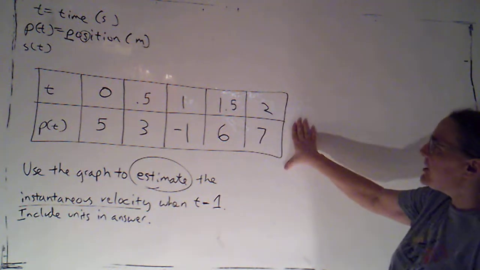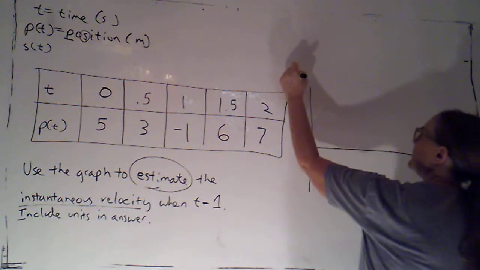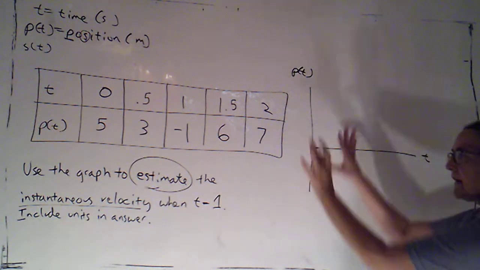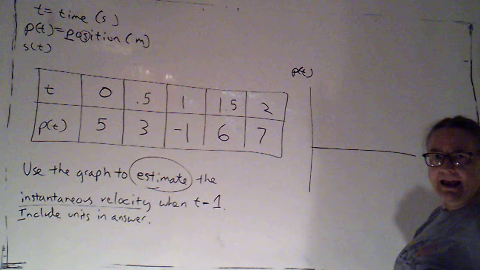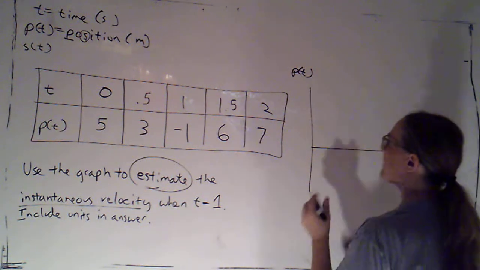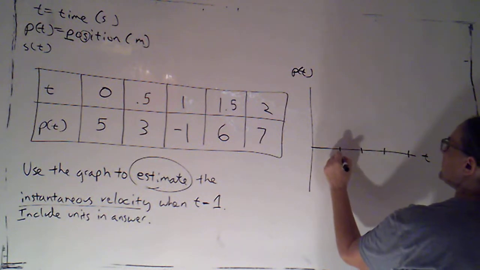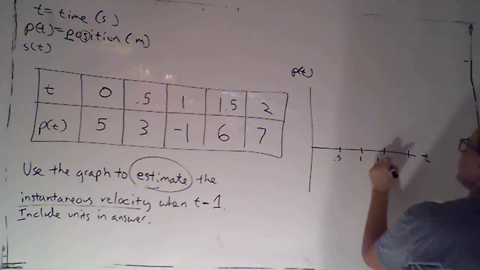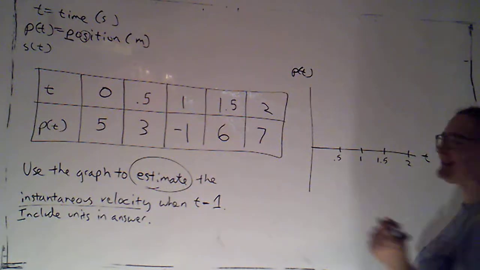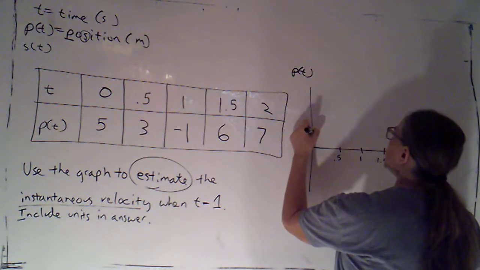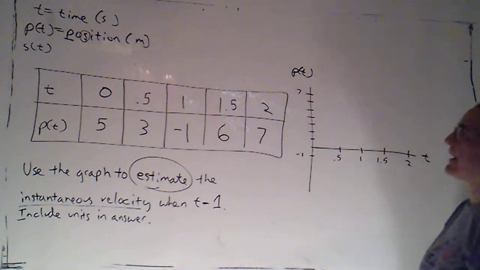Okay, so here's what we can do. Position is a function of time. So I'm going to put t here and P of t here. And I'm just going to plot these points. So let's see. I'm going to use a different scale on the x and y axis. It looks like I want to mark off every half second from 0 to 2. So this would be 0.5, 1, 1.5, and 2. And it looks like my positions need to go from -1 up to 7. So I'm going to use a slightly different scale here. 1, 2, 3, 4, 5, 6, 7 would be up here. -1 would be right about there.